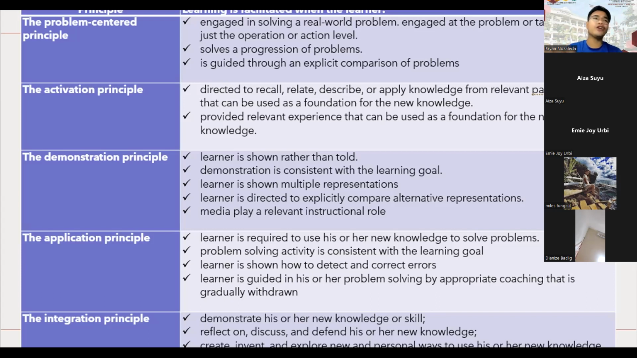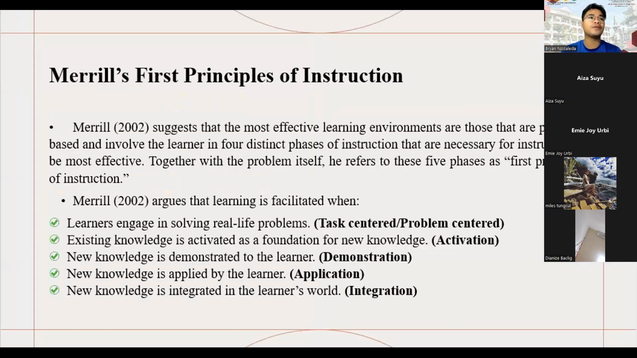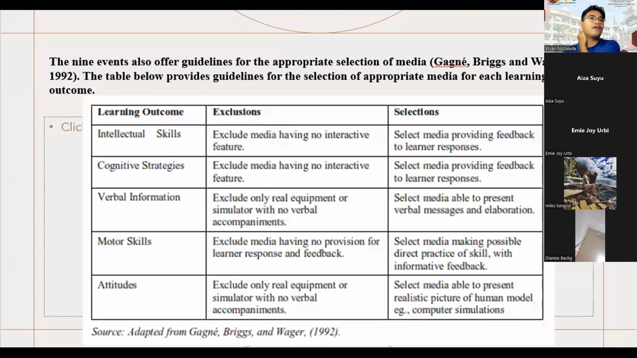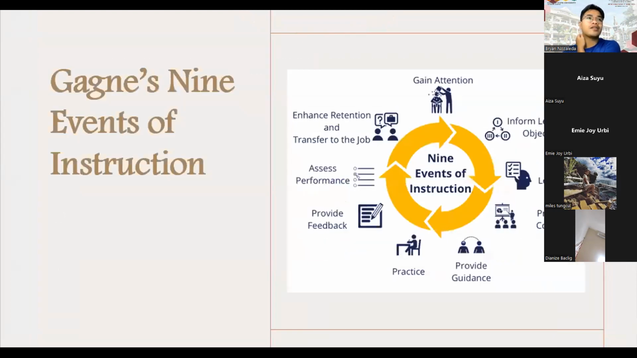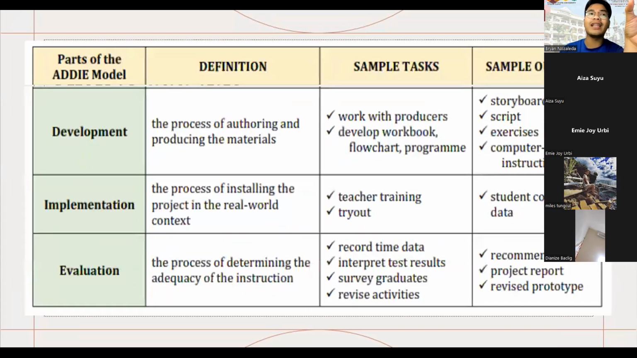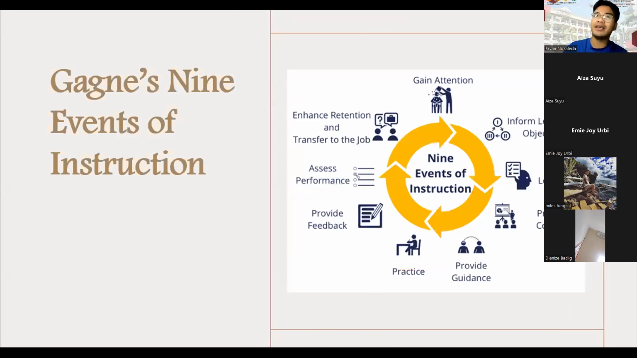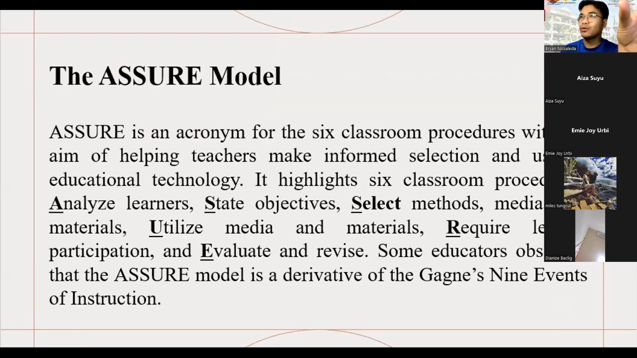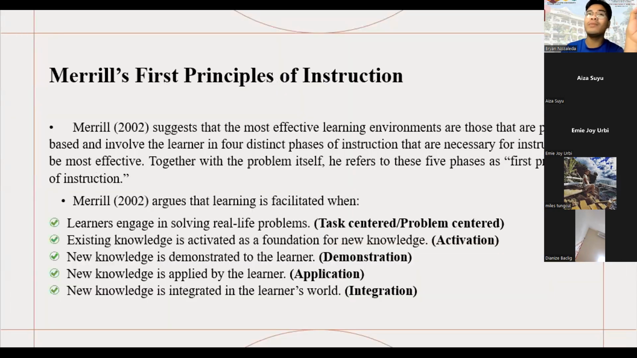Okay? So if you can notice, all these models, yung Merrill's first principles, and then we have the Assure model, and then we have the Gagne's 9 events of instruction. All these can be traced back to the ADDIE process, okay? And when you now design your instruction or your lesson plan, you should select, okay, anong model ang gagamitin ko. Should I use Gagne's 9 events? Should I use the Assure model, or should I use Merrill's first principles of instruction?